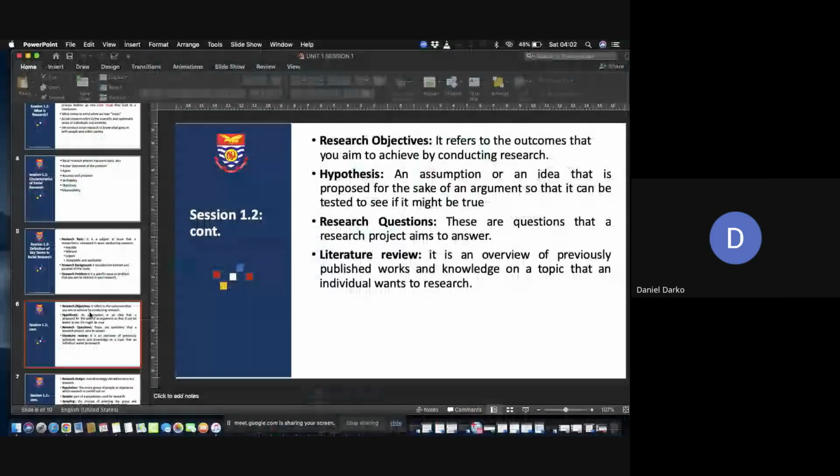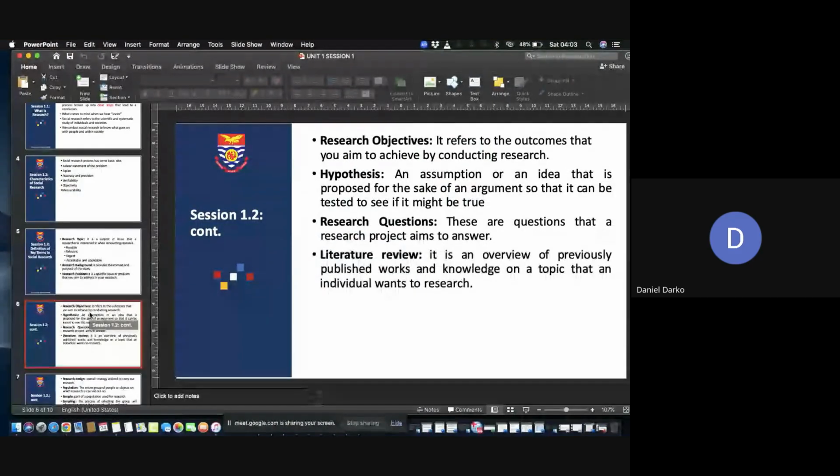Let's continue, please. So research objectives refers to the outcome that your research aims to achieve by conducting research. So the outcome, what's the objective?